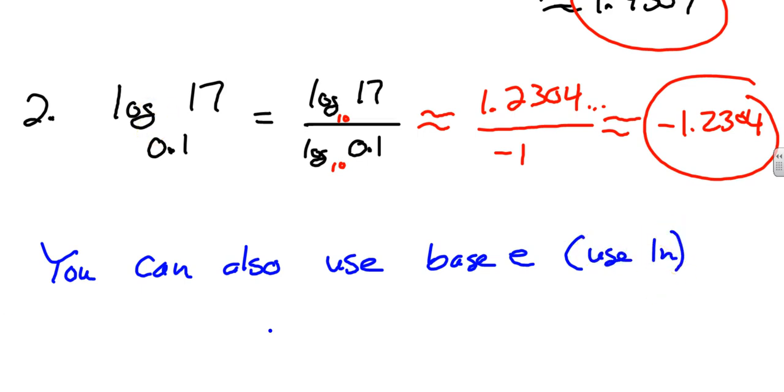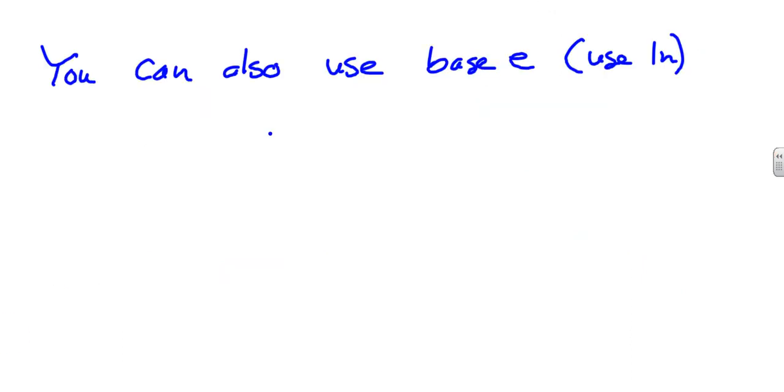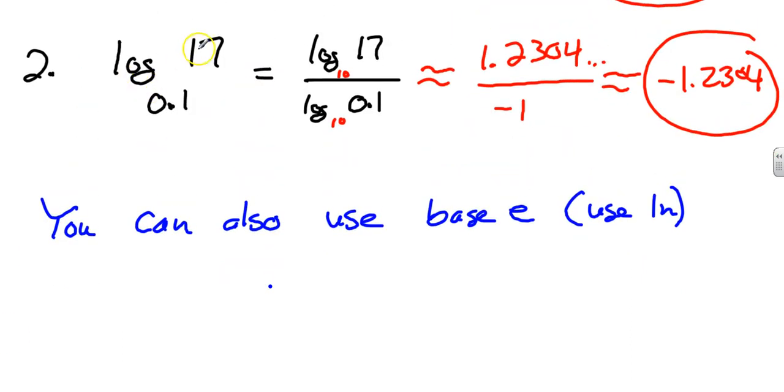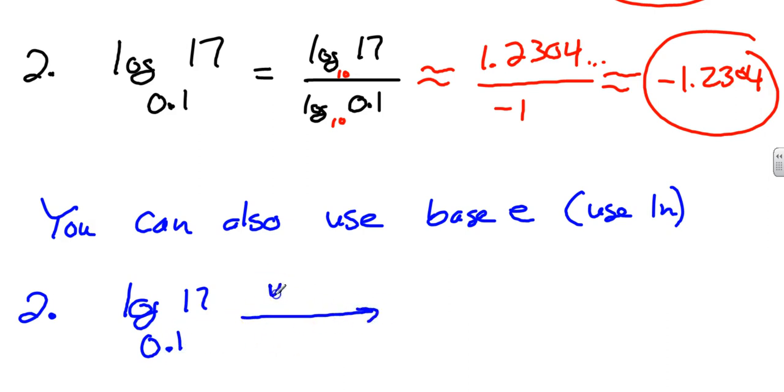So we could take this same problem we've got here for number 2, where we did the log of 17 and the log of 0.1. You could also do that same problem and take the log of 17 with 0.1 as the base, and this time use ln. So now we're going to do the ln of 17 divided by the ln of 0.1.